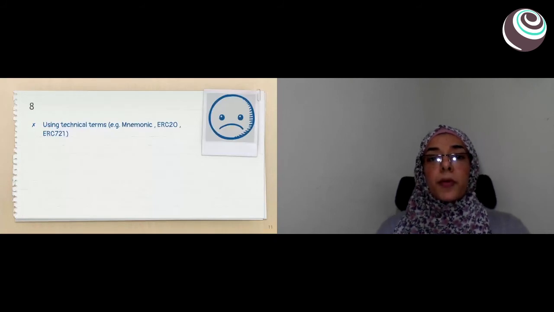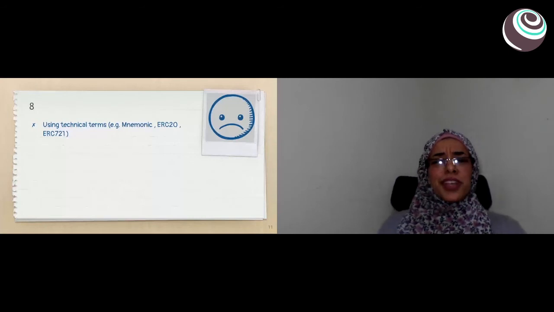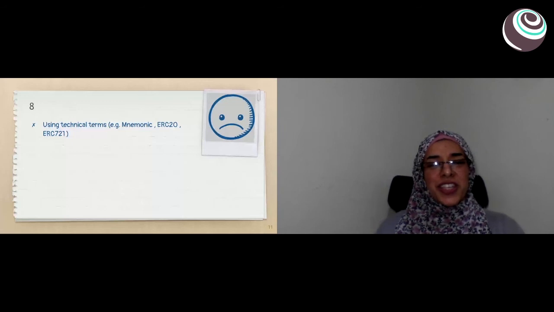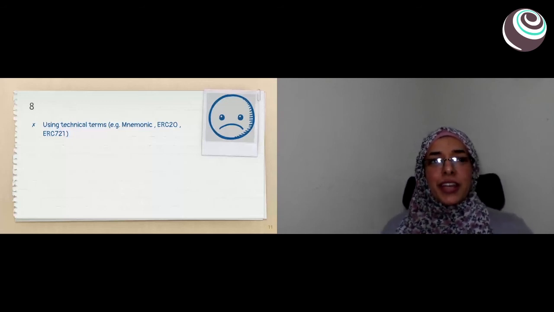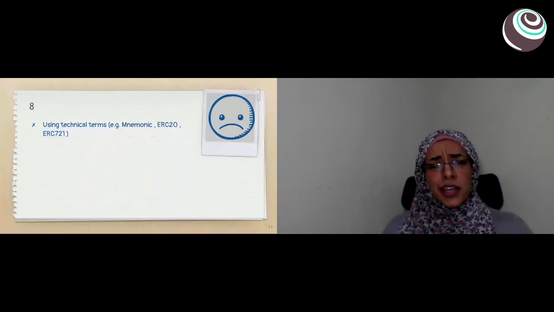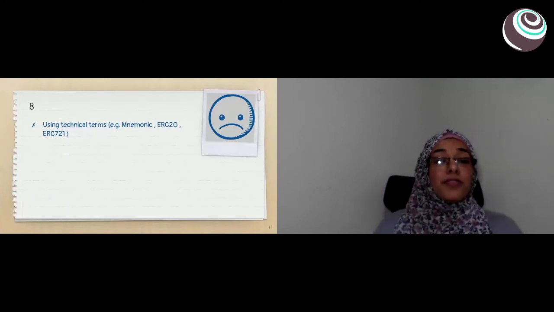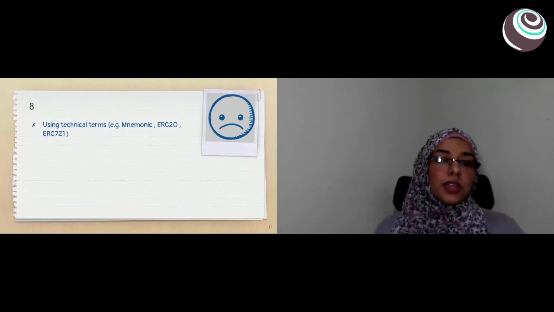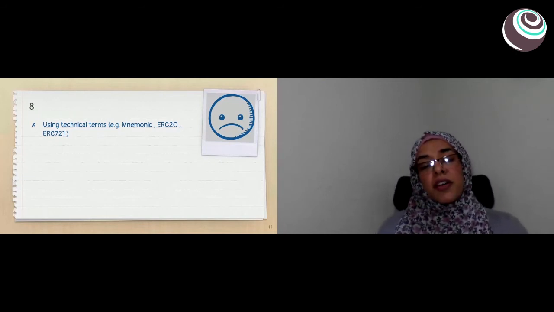The next mistake is using technical terms like mnemonic, ERC20, ERC721. I always hear that a blockchain is explained from developers to developers, so using technical terms is something normal. It's good, not bad. But if your potential users are not technical people, you need to consider replacing the technical terms with familiar terms.